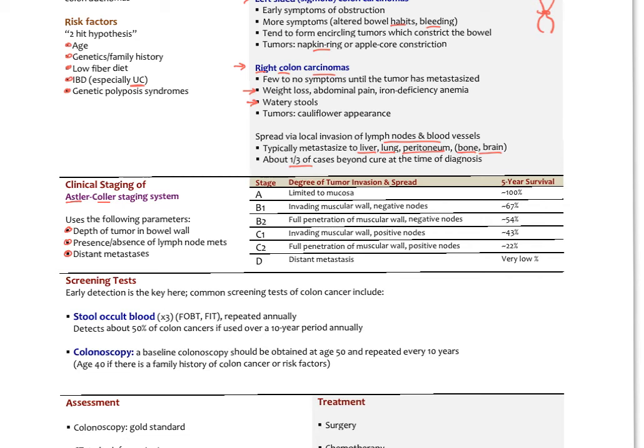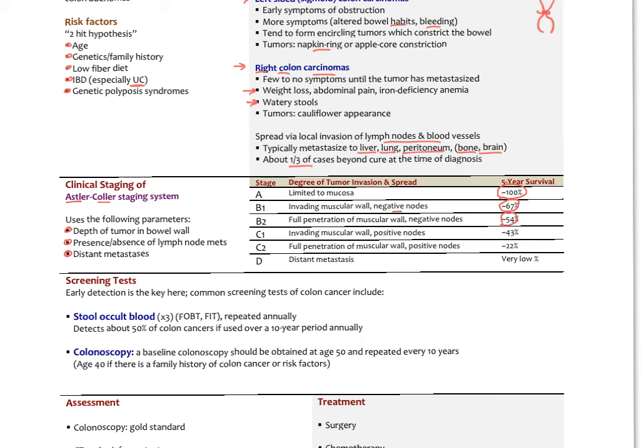So A is limited to the mucosa. The 5-year survival rate is 100%. So if you're going to remove it in stage A, that's completely curable. Stage B, it's invaded the muscular wall, but the lymph nodes are negative. In stage B2, there's full penetration of the muscle wall with negative lymph nodes, and you see the prognosis rates are falling off: 67%, 54% at 5 years.